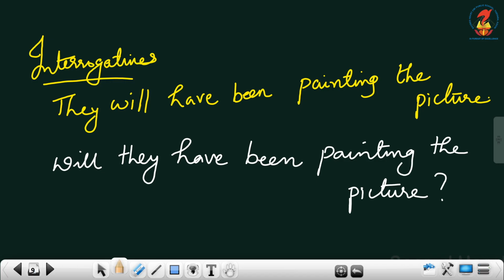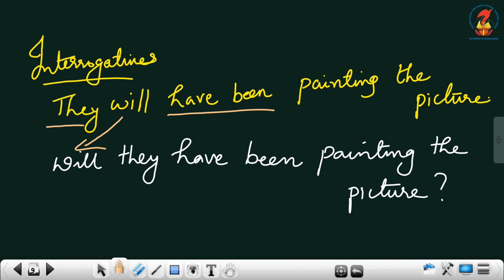Then, interrogatives. How to make a question? By using this "will" in the beginning as a question word. Then you have to follow the rest. See, will they have been painting the picture? Will they have been painting the picture? This is interrogative formation in future perfect continuous tense.